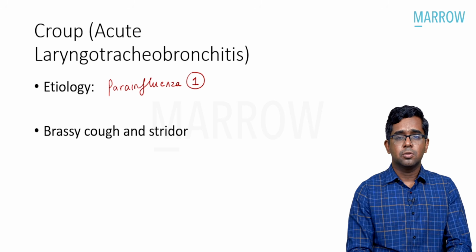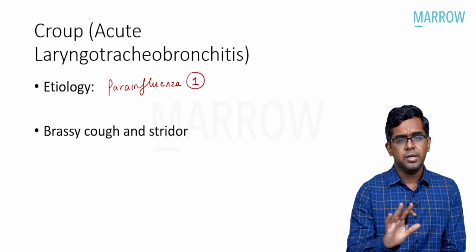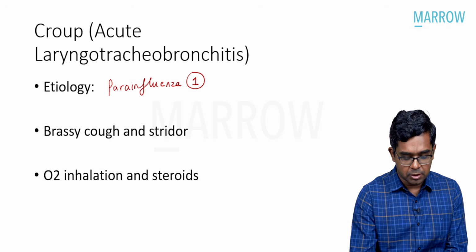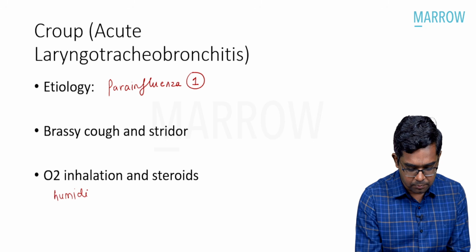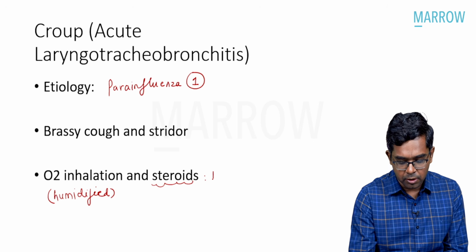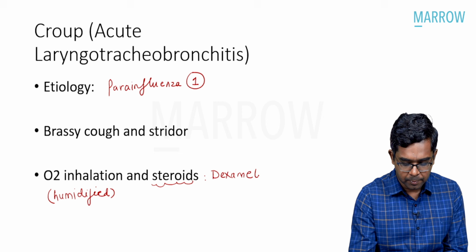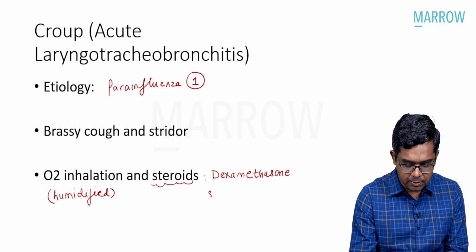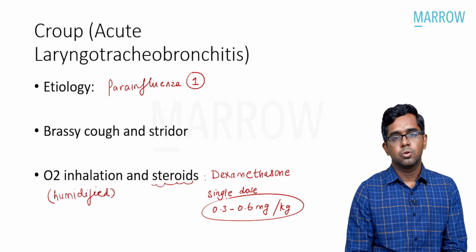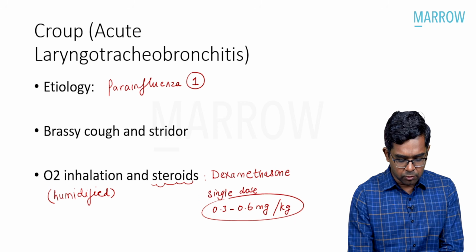As far as the management goes, it is a viral infection, so you do not need to give any antibiotics. The cornerstone of management would be, number 1, oxygen inhalation, especially humidified oxygen inhalation. Number 2, if they ask you the drug of choice for management of this condition, it is steroid, and the usual steroid is dexamethasone, usually given as a single dose of 0.3 to 0.6 milligram per kilogram, which will be the drug of choice in the management of Croup. So, that is about this particular question. Moving on to the next question.